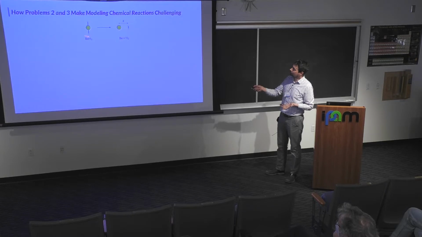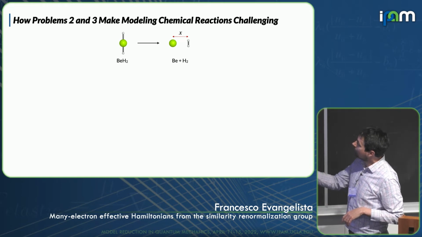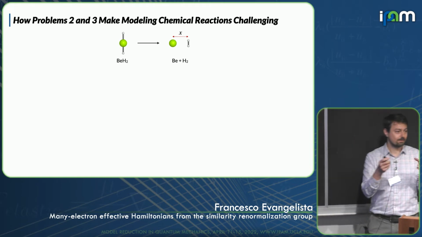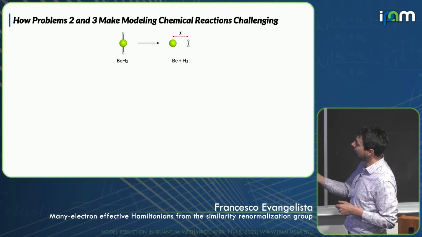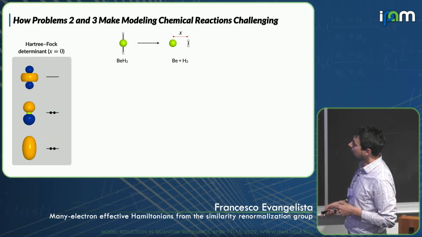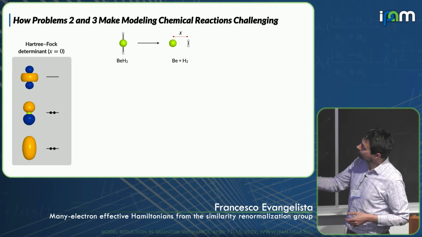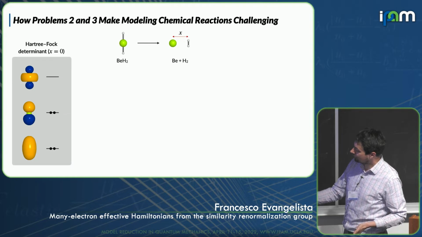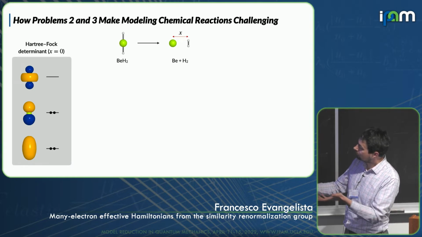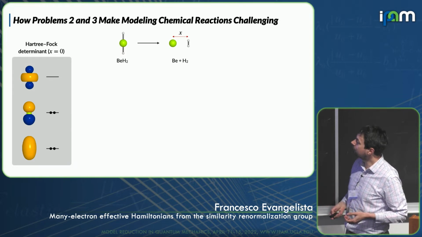You take beryllium hydride and you remove the beryllium atom, and you end up with beryllium plus H2. X is going to be the coordinate that controls this transformation. And I'm constraining the path, so I'm doing some simplification here. In this problem, something interesting happens. At X equals 0, when you have this molecule, we have 6 electrons. I'm not showing the core electrons, but the 4 valence electrons populate these orbitals that look like that.